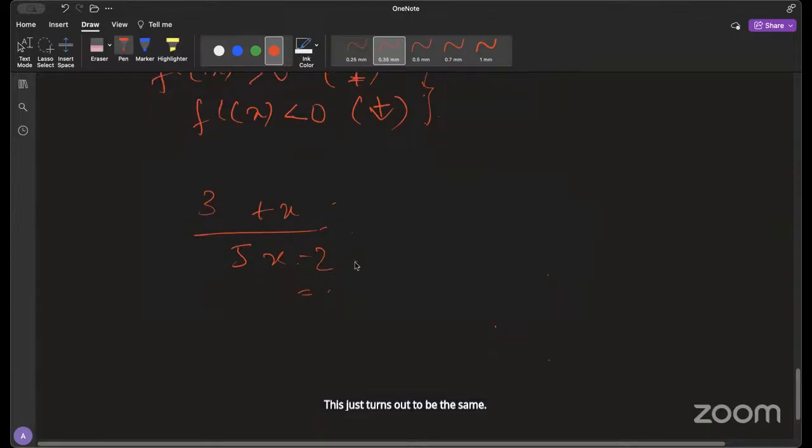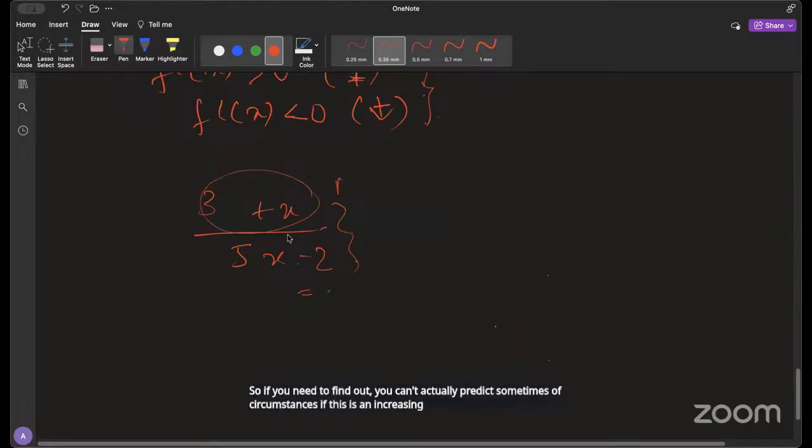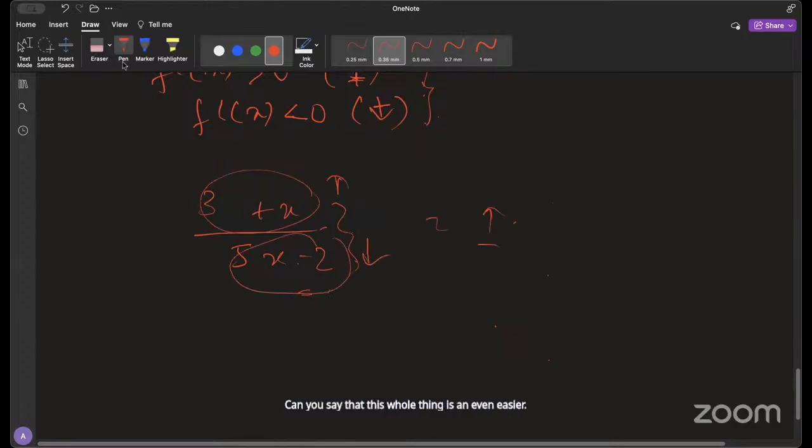So if you need to find now, you can't actually predict. Sometimes what happens is if this is an increasing function and this is a decreasing function, you can just say that this whole thing is an increasing thing. Is that the case? This is not the case. Both of them are increasing, right? So you can't use that here.